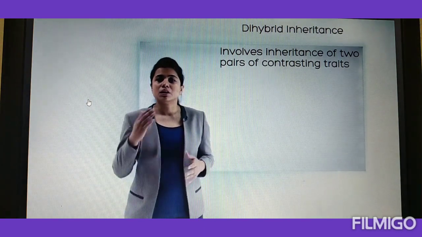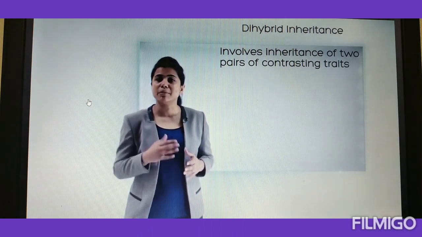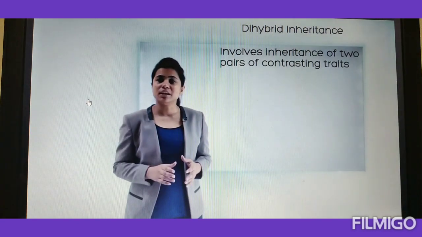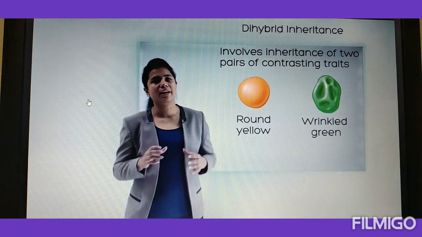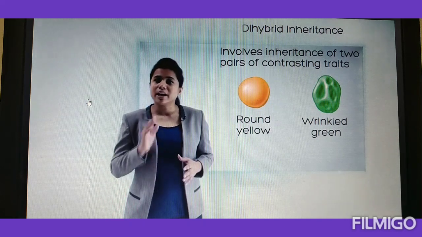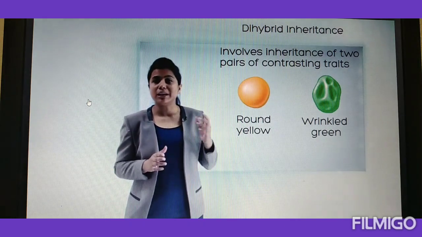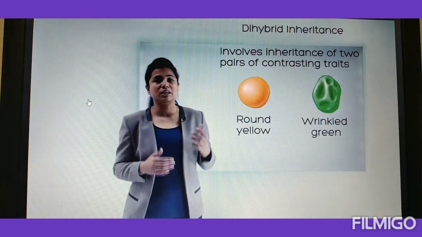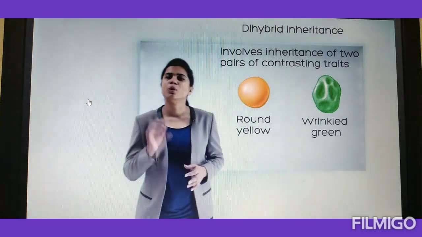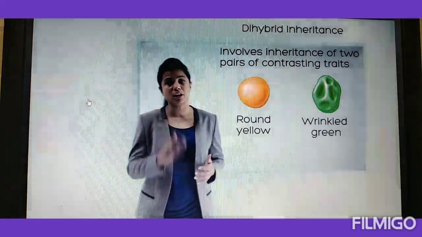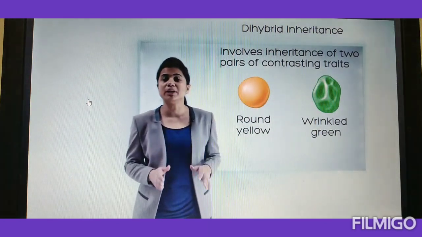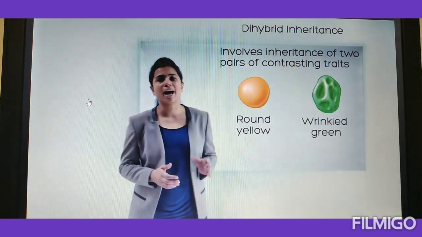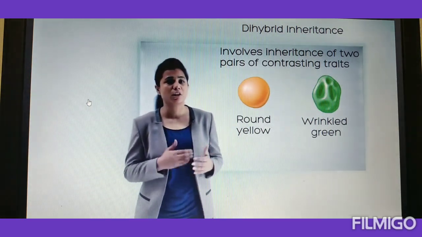same time. The contrasting traits which were chosen by Mendel were shape and color of the seeds of the pea plant, and these were round and yellow and wrinkled and green seeds. Each and every seed of the pea plant would either be round or wrinkled, and it will also have a color either green or yellow. Both these traits will be present in each and every seed, which means that there will be no seed that will be missing these traits. It will surely have the combination of any of these two.